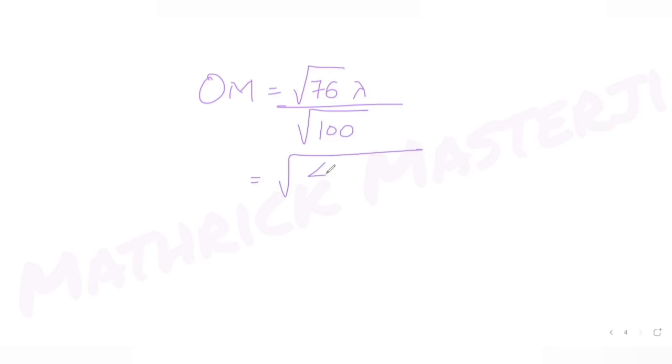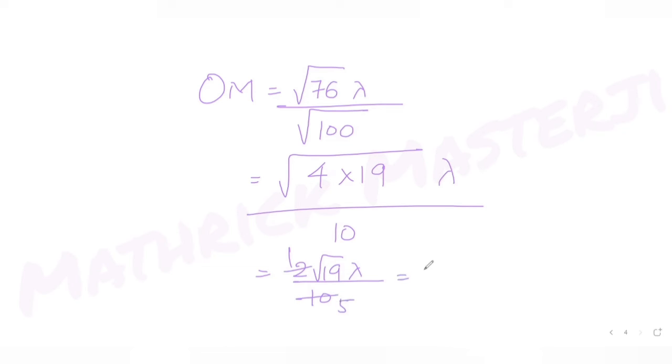So from here I get OM is root 76 lambda divided by root 100. If I try to further solve it, I can write root 76 as 2 root 19 lambda, and root 100 we know it's basically 10. So it becomes 2 root 19 lambda divided by 10. If I cancel 2 and 10, I get root 19 lambda by 5.